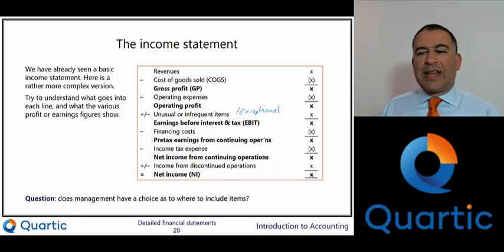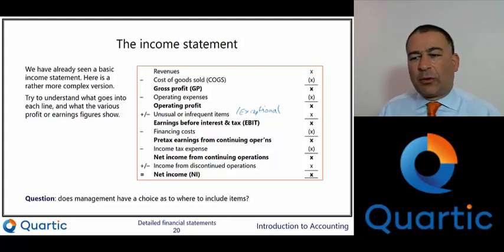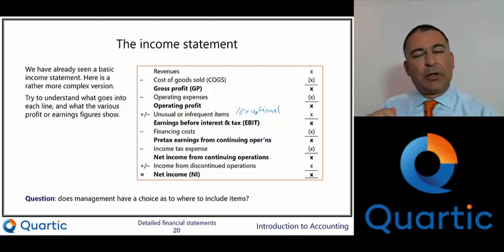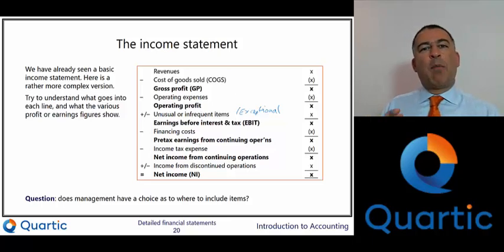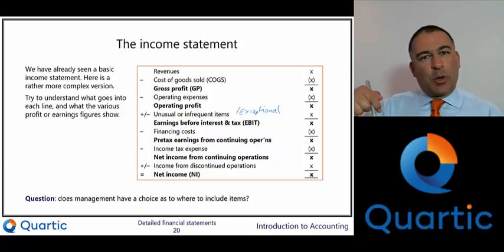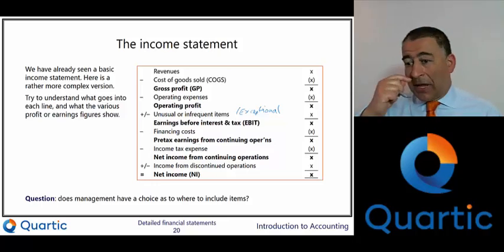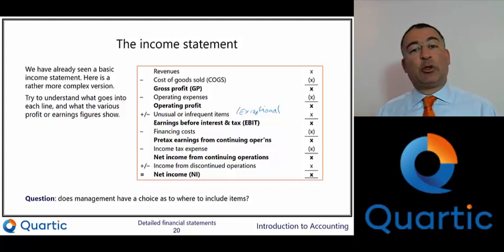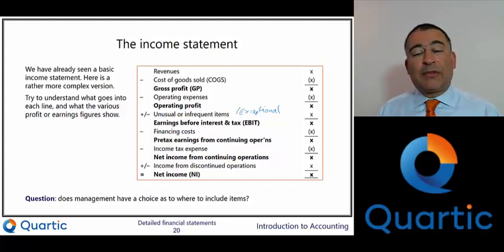And often what you find is companies will put things into unusual or infrequent items because they don't want them to be part of the gross profit or the operating profit. And in many cases, one of the objectives of managers, if you want the accounts to look as good as possible, is that positive items you want to put further up and negative items you want to bring down. So for example, if you have a choice between an item of revenue and an unusual and infrequent item, the income statement looks better if you show it as revenues.